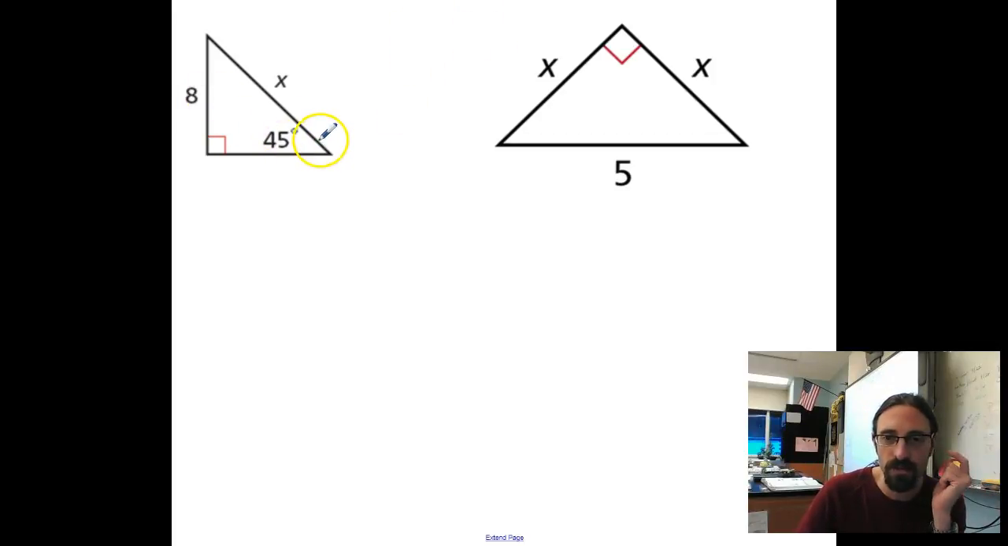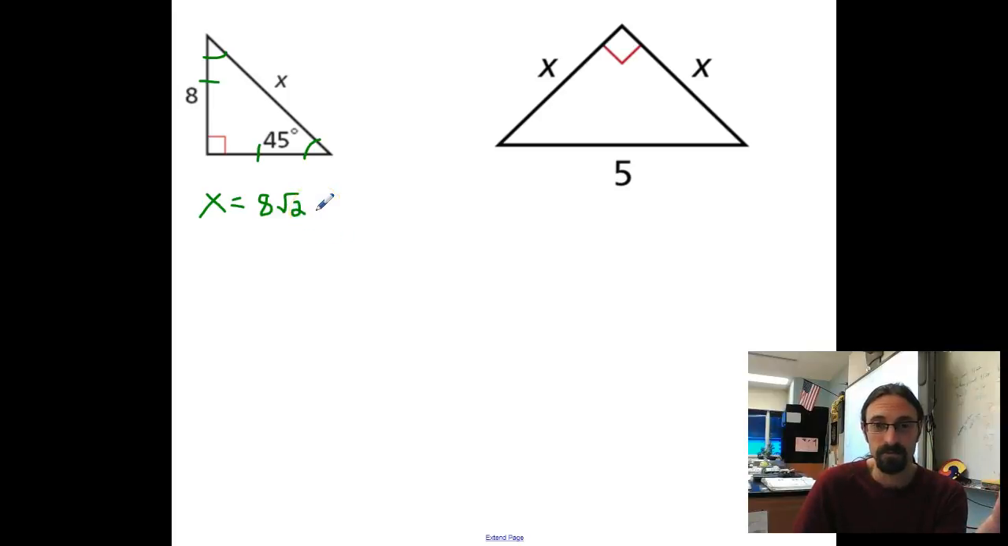Hey, this side's 45, right? That means this side has to be 45. Therefore, I know that these two angles are congruent. By the converse of the isosceles triangle theorem, I know these sides have to be congruent as well. Well, therefore, the hypotenuse, x, equals the leg, 8, times the square root of 2. That's it. The hypotenuse is 8 times the square root of 2, or 8 square roots of 2.